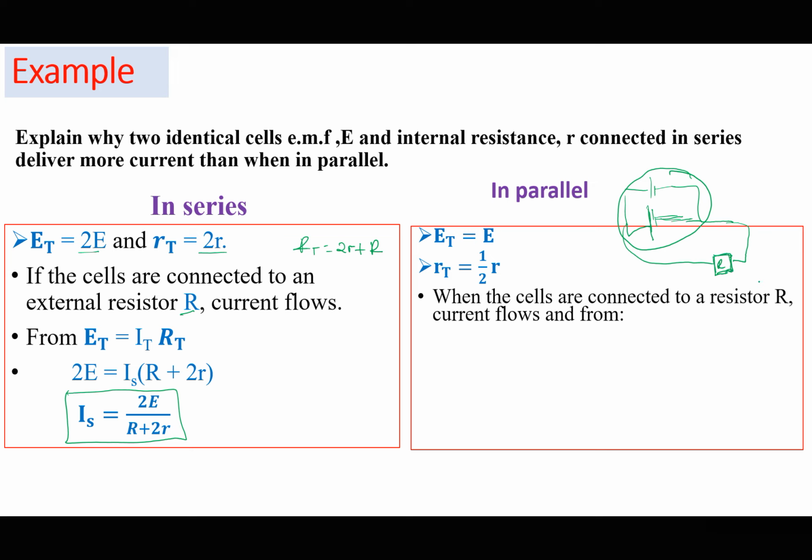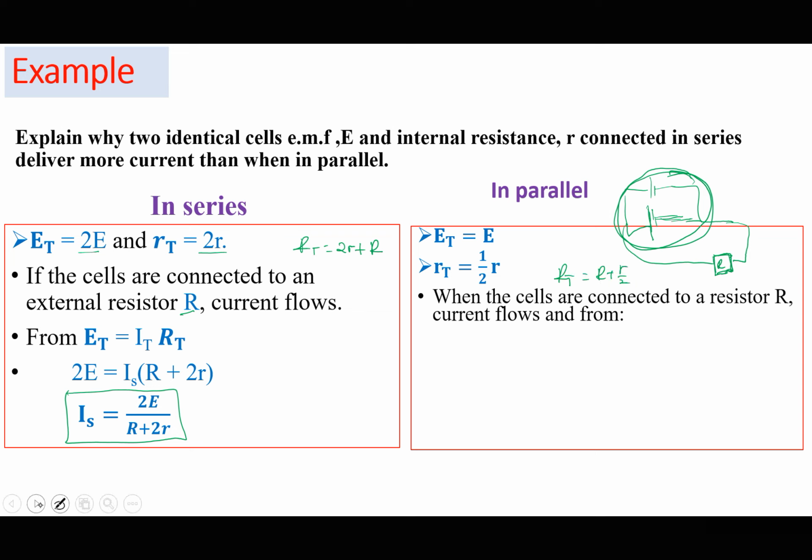Now, people will say, can't we say that these three are in parallel? That is wrong physics. The two cells form an internal resistance, which is a half R, and this internal resistance is in series with the external resistor. So it's like one cell whose resistance is a half R, but then that resistance is in series with an external resistor of resistance R. So total resistance here is going to be capital R plus R divided by 2.